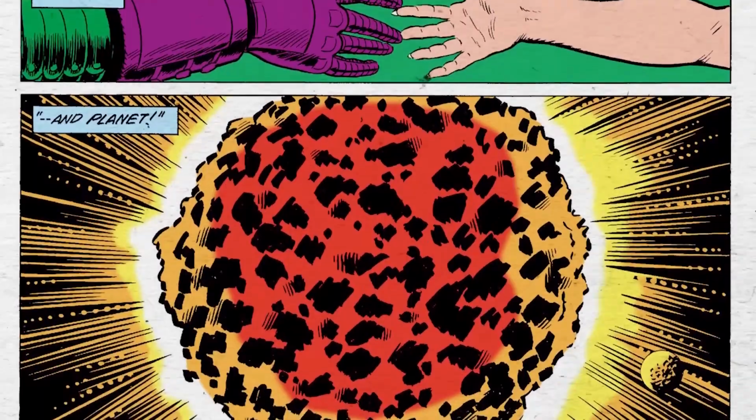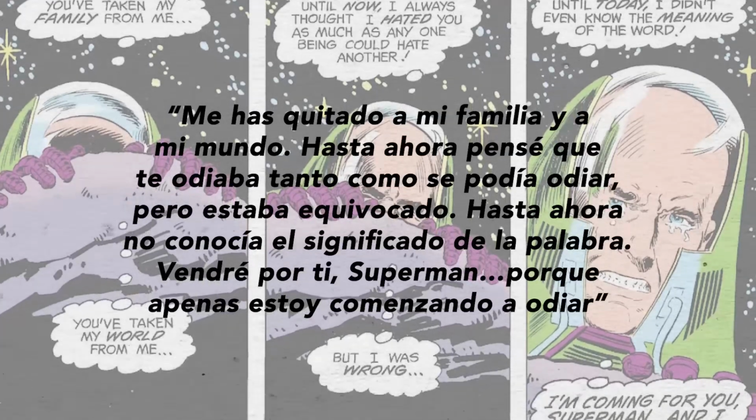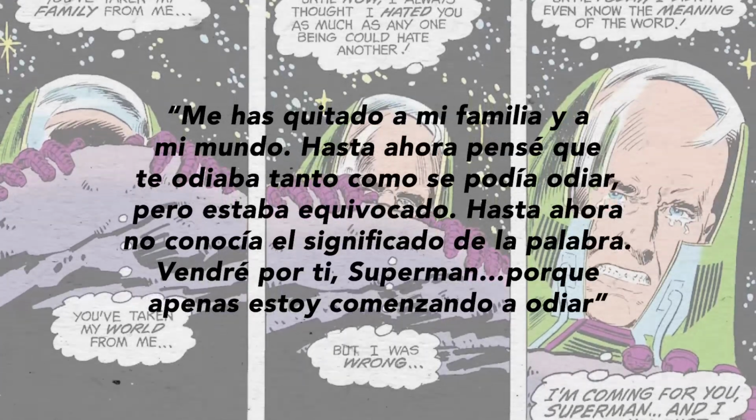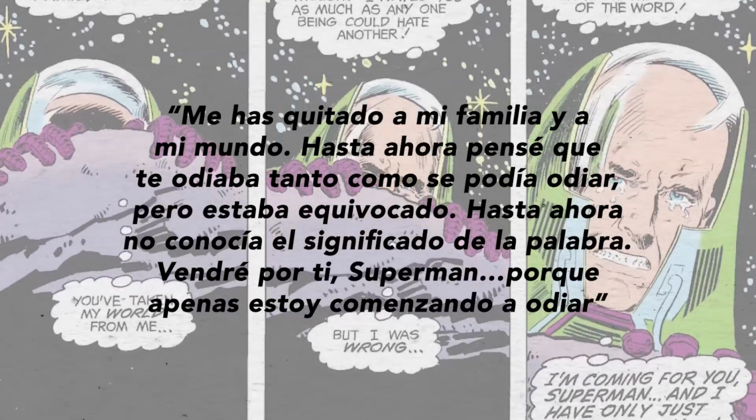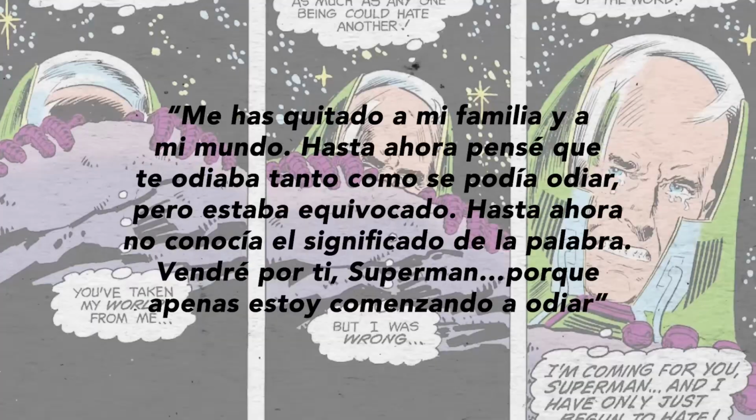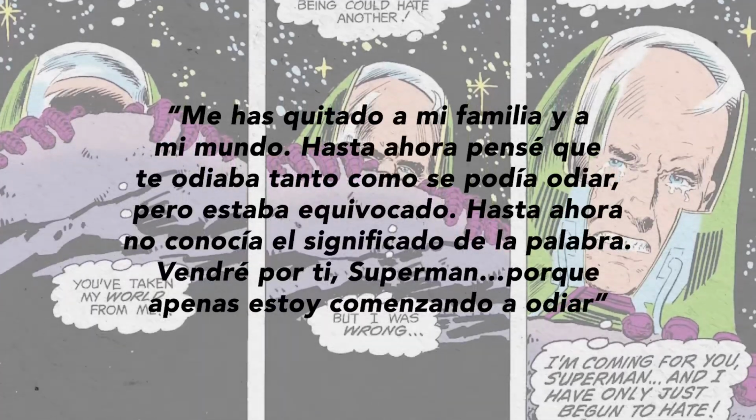happened. As he says, "You've taken my family and world from me. I thought I hated you as much as possible, but I was wrong. Until now, I didn't know the meaning of the word. I will come for you, Superman, because I'm just beginning to hate." This story provides a new context for Lex Luthor's hatred towards Superman. This motivation persisted for many years, until the Crisis on Infinite Earths occurred.